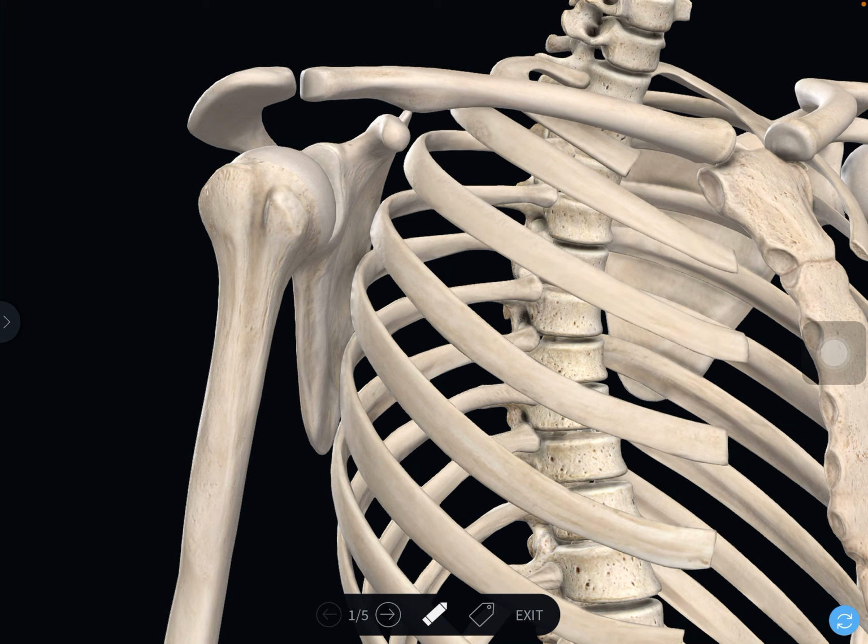Lateral wall, you can understand, it is formed by the intertubercular sulcus of the shaft of the humerus, assisted by the coracobrachialis and short head of biceps. So now we have seen the boundaries of the axilla in great detail.